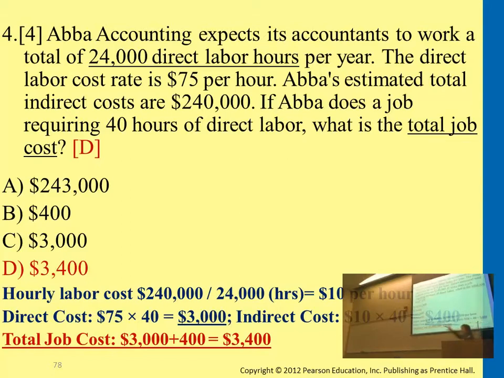So the direct portion really is the hours that perhaps the staff spends with the client on figuring out things. Indirect cost is all the other stuff, all the other operating expenses incurred in the business, and you still have to consider them, but you allocate it based on also the labor hours incurred. So if we add both of them together, $3,400 would be the total job cost.